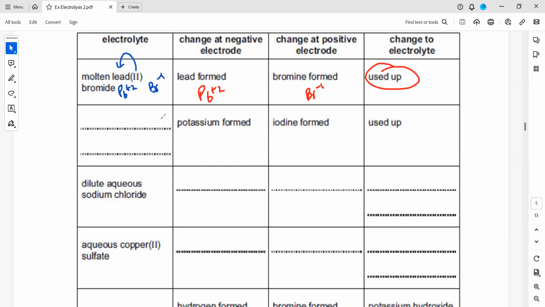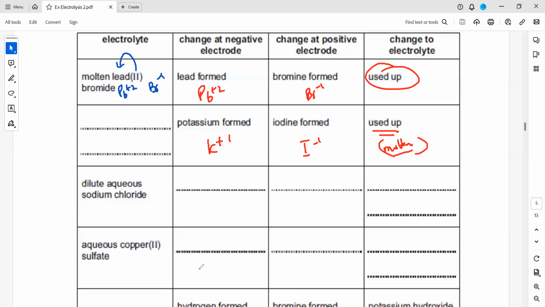Now here we have to just complete the empty spaces, identifying. So this contains potassium ion because potassium is formed, and this contains iodide ion. And when the electrolyte is used up, it must be molten. So what is the electrolyte here? You can use the chat, you can use the mic, or the screen annotation for this. You have to mention the state as well.